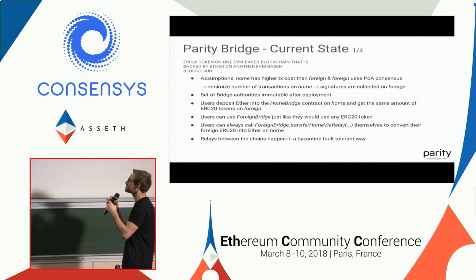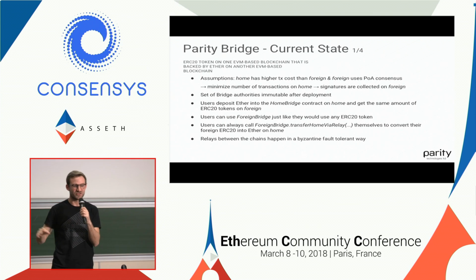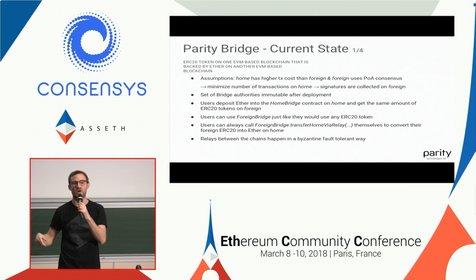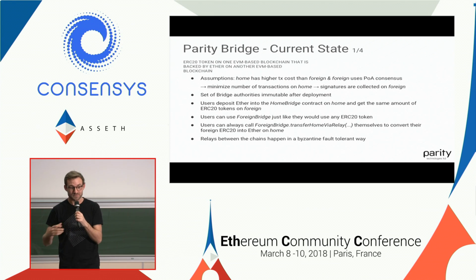And I just want to talk about the current state of the solution that we have, the current state of Parity Bridge. So the current state of the Parity Bridge is an ERC20 token on one EVM-based blockchain that is backed by Ether on another EVM-based blockchain. And we currently have that deployed and running on Ropsten and Kovan.